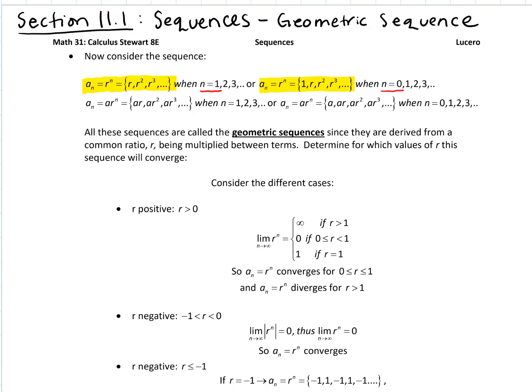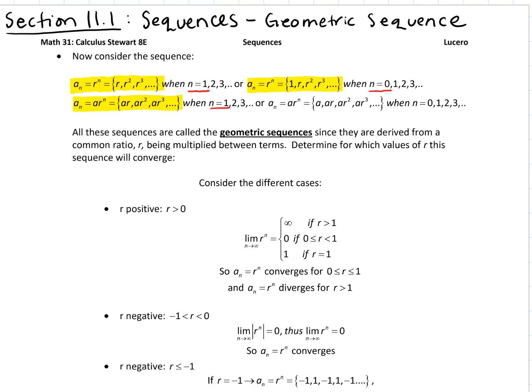We could also have a constant multiplied by that common ratio. So it could look something like this: a times r, a times r squared, a times r cubed, and again, that's starting at 1. And if we started the index at 0, then our geometric sequence would look something like this: a times r to the n. But if we start at 0, then our first term is actually a, and then a times r, a times r squared, a times r cubed.